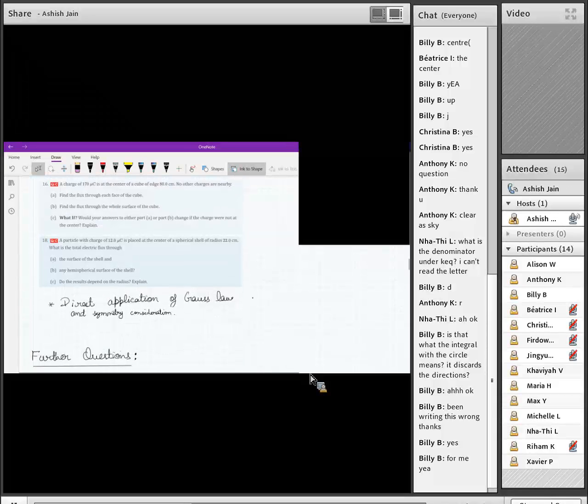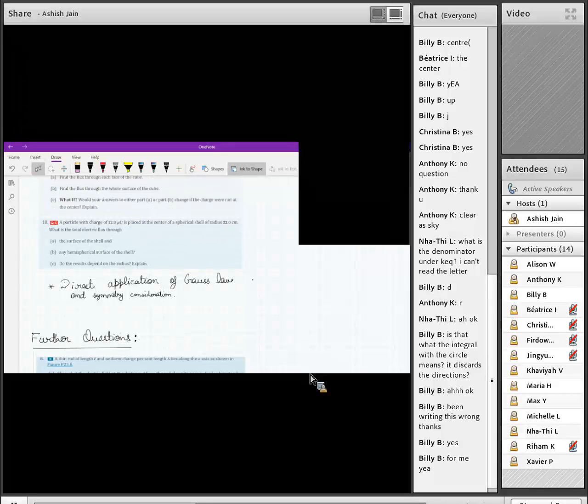So there are these two questions. These are direct applications of Gauss law and some symmetry consideration. I'll read them for you. In the first question, there is a cube and a 170 microcoulomb charge enclosed inside the cube at the center. What is the flux through the whole surface of the cube? It's just the charge enclosed divided by epsilon naught, that is Gauss law. And would your answer to either part A or B change if the charge were not at the center? Yes, for part A, the flux through each surface will change, but the total flux through the cube won't change because of Gauss law.